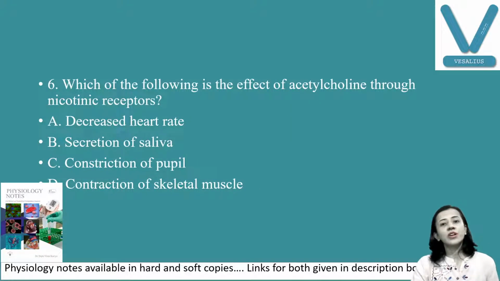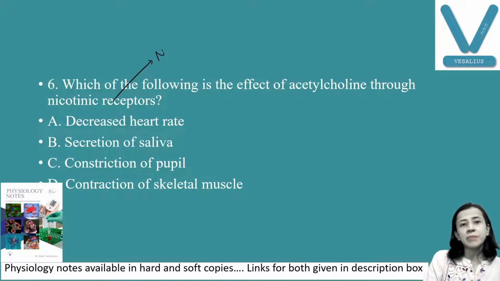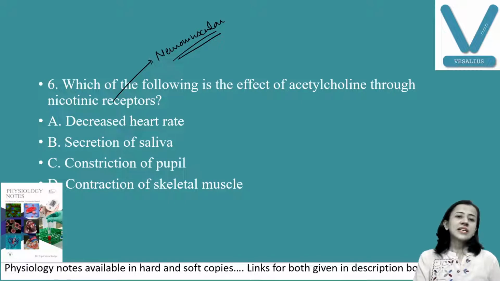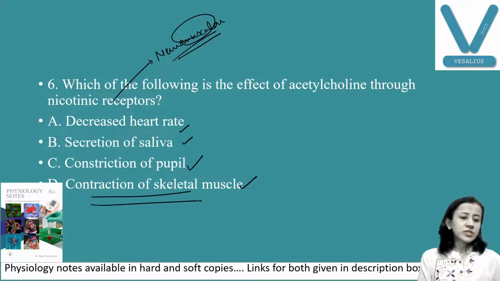Next is, which of the following is the effect of acetylcholine through nicotinic receptors? We have discussed nicotinic receptors are present at neuromuscular junction. Okay, so what are the actions? One, that is, it decreases heart rate, secretion of saliva, pupil constriction or contraction of skeletal muscle. It is obvious because neuromuscular junction, so it causes contraction of skeletal muscle.